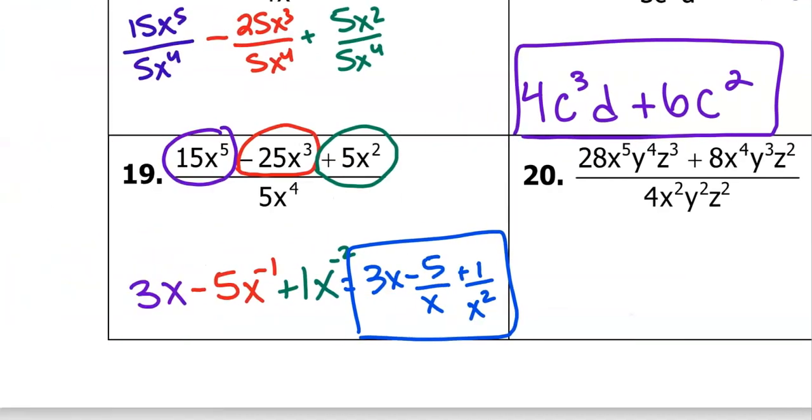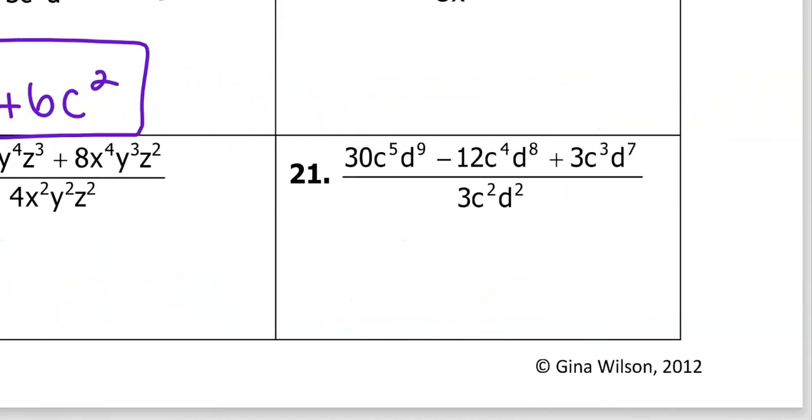Can we still do it together? Yes, we can still do it together. Yep, last one with me. And then you should have about 15-ish minutes to work on the rest.